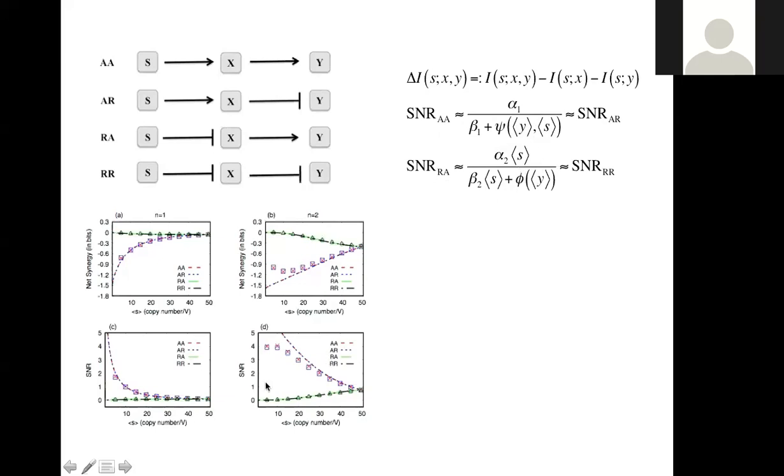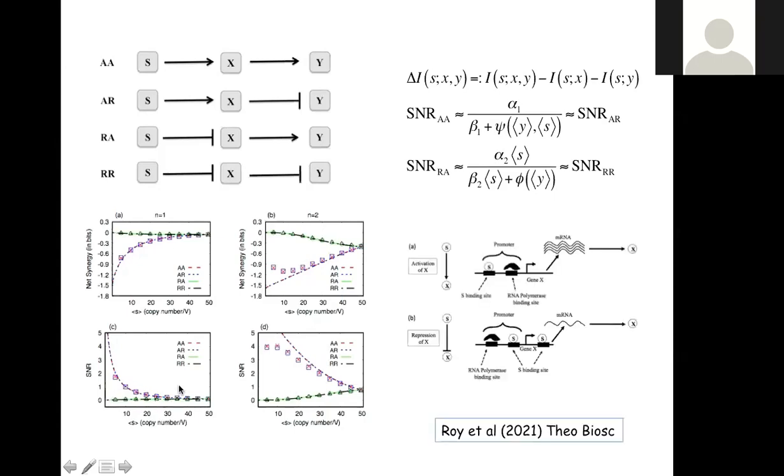And we see that the activation and activation-repression have matched at the high copy number limit. But how do we explain the difference at the low copy number limit of the signaling molecules? This region, this region, this region, and this region. So we bring in some cartoon.